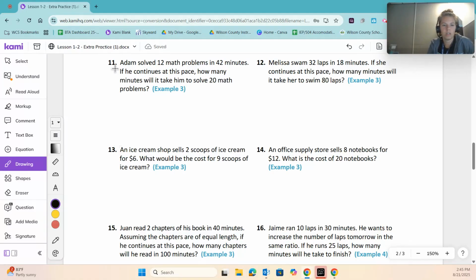Okay, this one's just a little bit different. Adam solved 12 math problems in 42 minutes. Okay, so 12 problems in 42 minutes. And I'm trying to figure out how long it will take to solve 20 math problems. So eventually I want to figure out, okay, so 20 math problems, how many minutes will it take? Okay, so 12 problems takes 42 minutes. Well, let's figure out how many. Let's scale this down maybe a little bit, and then maybe we can scale it up to help us out.